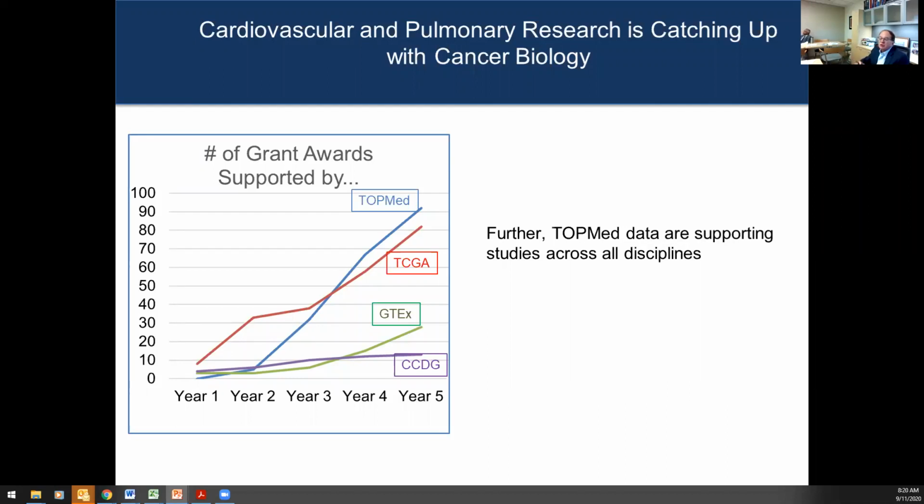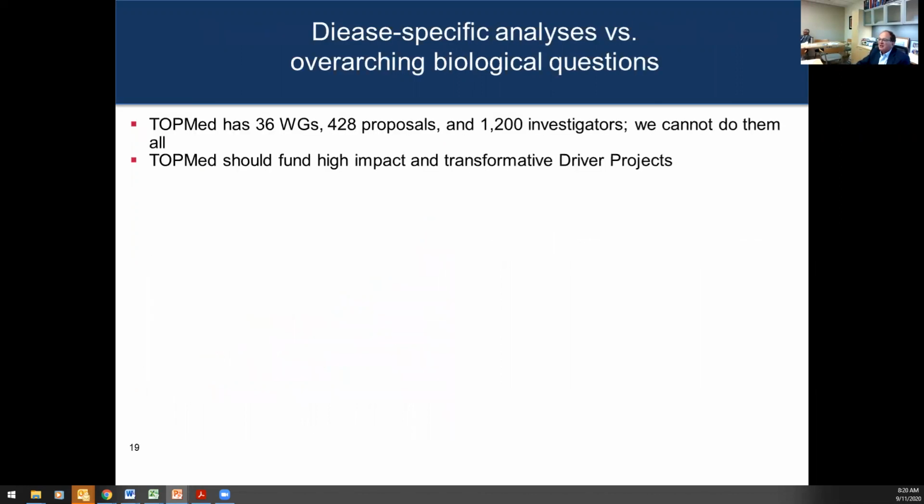And I just want to highlight that this TOPMed study is really bringing to the forefront cardiovascular disease and associated diseases. It can also be used for many other diseases that are in that umbrella, particularly in these large population-based studies, and it's supporting lots of grants. And I just want to highlight that it's an exciting time to be in the cardiovascular field.